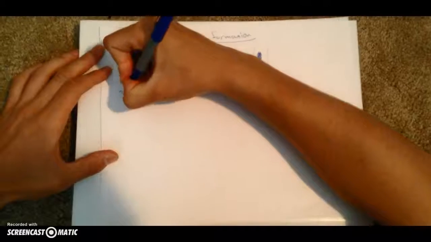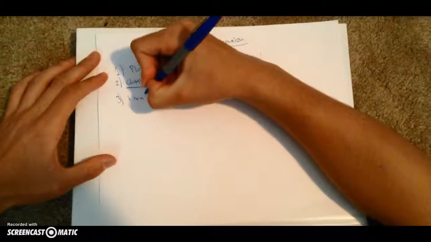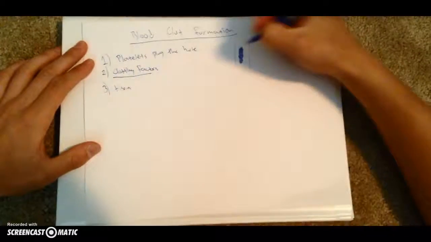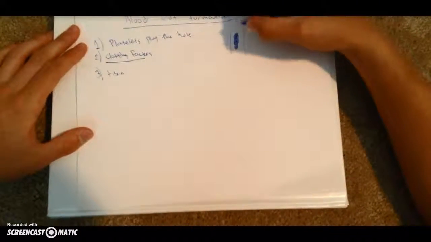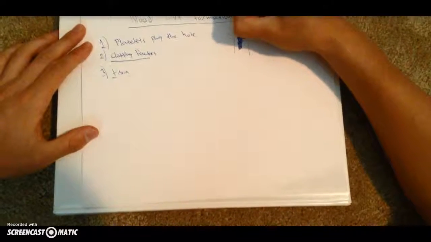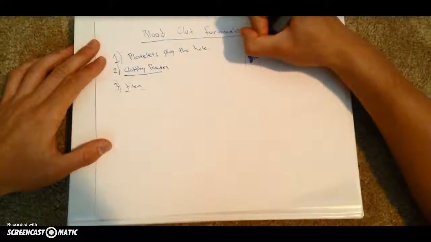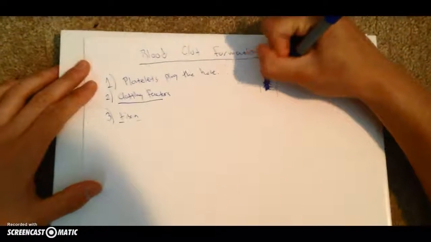The third step is that there's fibrin. Now, the fibrin is like a mesh-like substance which likes to come and hold it all together. So that comes and goes like this, form like a mesh. Lock up that hole.